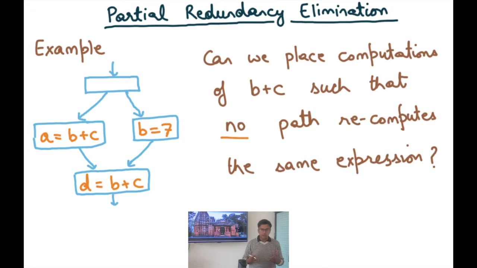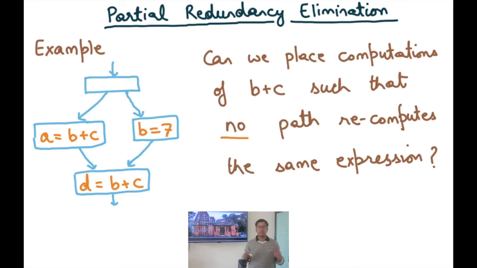And so, one way of asking this question in a more general way. Right now I just showed you a single example. But if I wanted to ask this question of partial redundancy elimination in a more general way, I want to ask the question: can we place computations of b plus c such that no path recomputes the same expression?